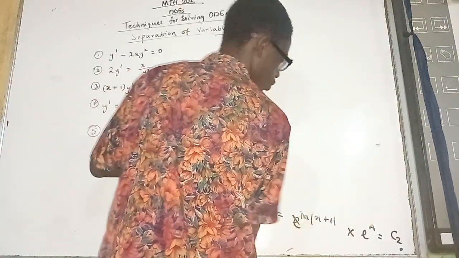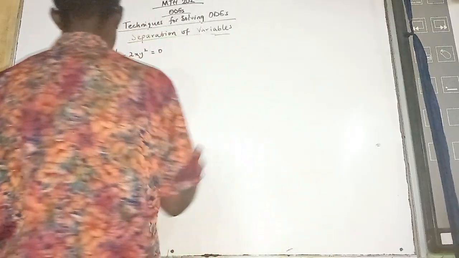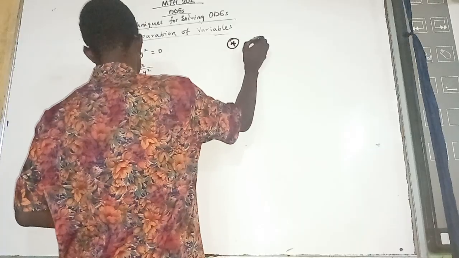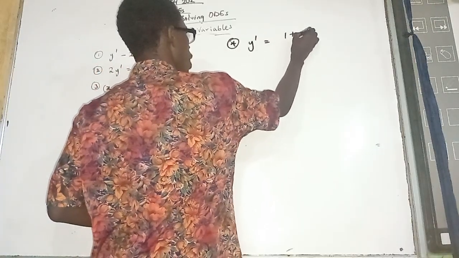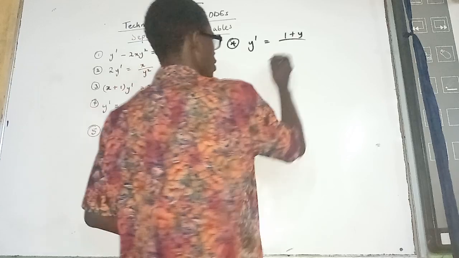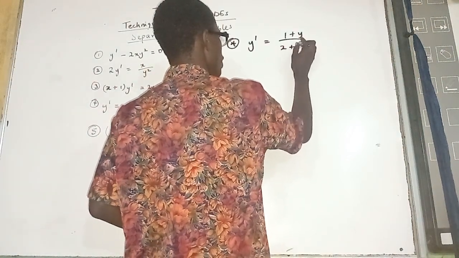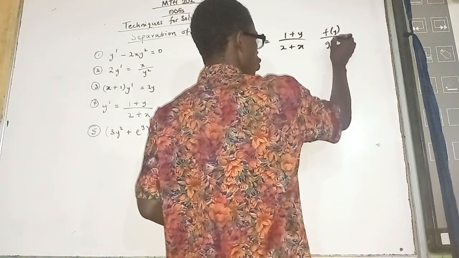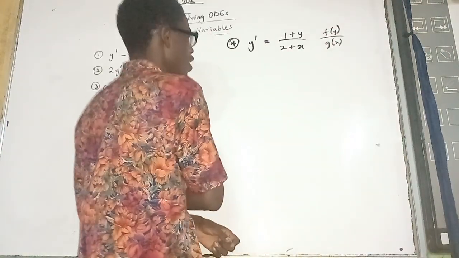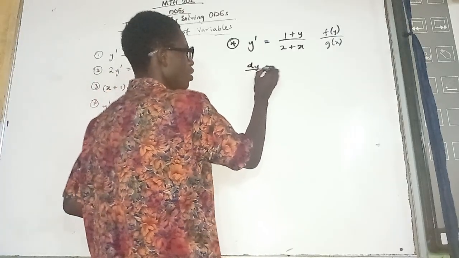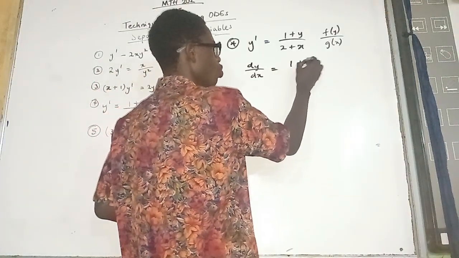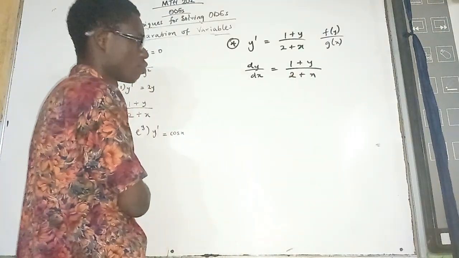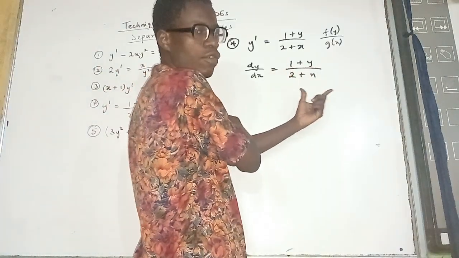Now going to the fourth one, we have y prime equals 1 plus y over 2 plus x. Now, what do you notice about this? What we notice is that this is a function of y here and another function of x here, right? So I can rewrite this as dy dx equals 1 plus y over 2 plus x. This is my function of y, this is my function of x.